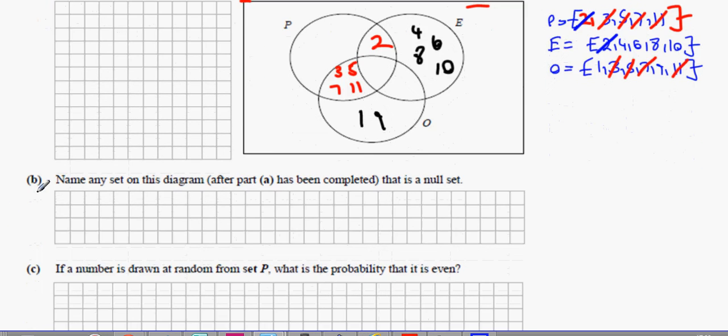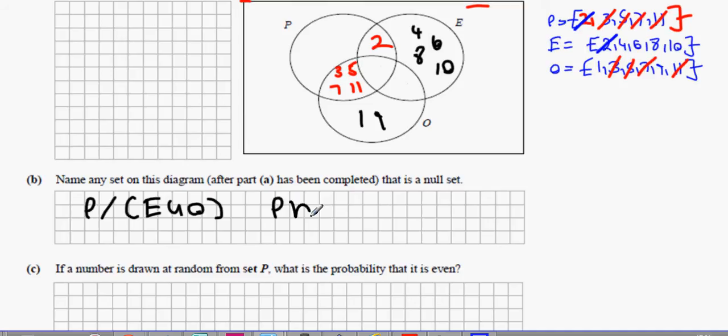Okay, a null set would be P only. So P less E union O: everything in P that's not in E union O, everything in P that's not allowed to be in anything else. That's a null set. Another null set would be the intersection of all three.